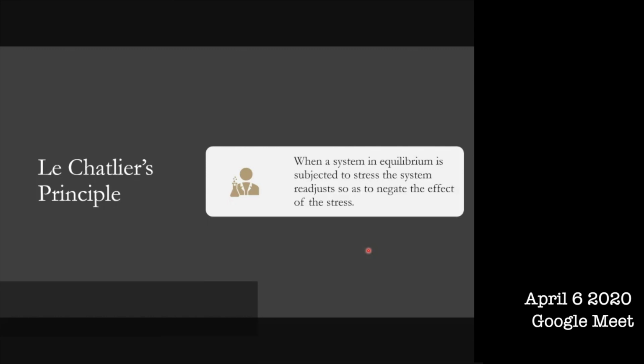In chemical reactions, when we cause a stress, the reversible reaction always tries to change the direction of the reaction. That's what it is. So in order to do that, we will have to actually talk about what a stress is.